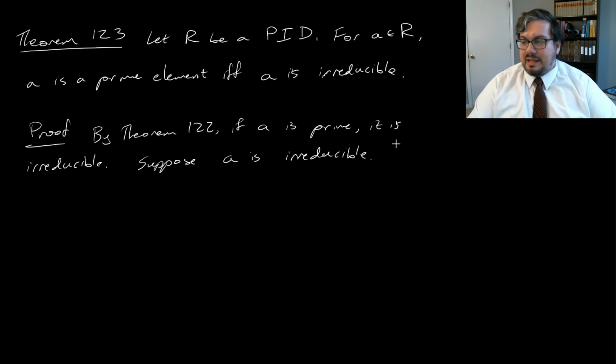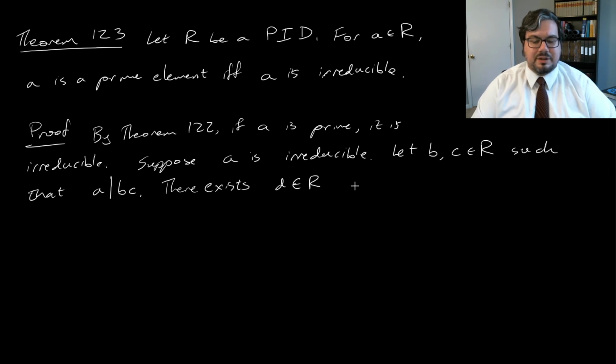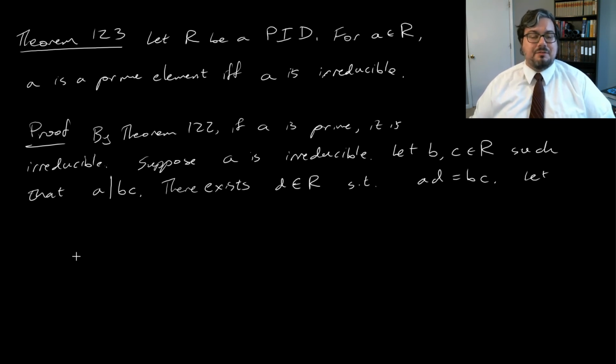All right, so let B and C belong to the ring R such that A divides BC. That means that there exists some D in the ring such that A times D is equal to B times C. So now what we're going to do is take advantage of the fact that R is a principal ideal domain, which means we need to look for some sort of ideal.